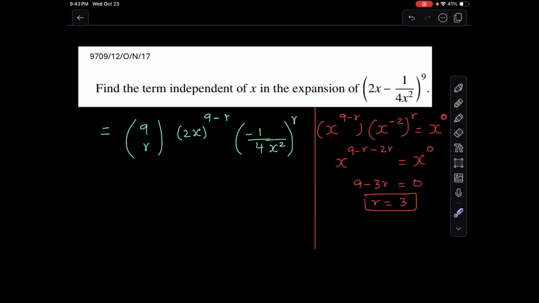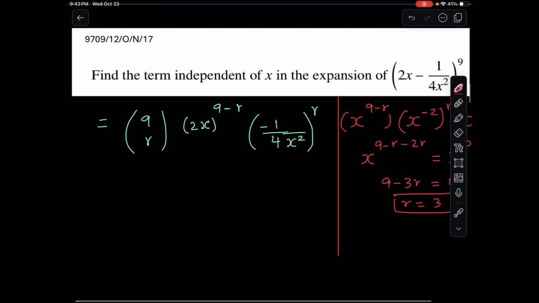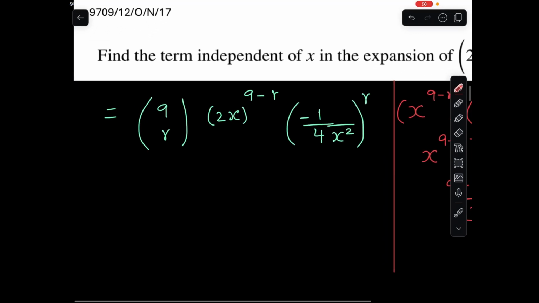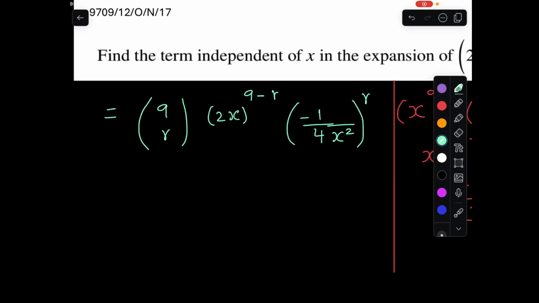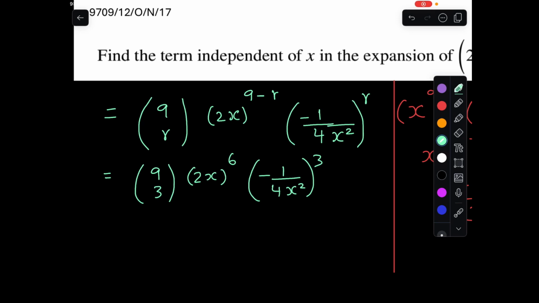Remember, it's not necessary for you to write down these. You can just write an equation with the exponents, but it's just easier if you include the x's as well. So once you have got r equal to 3, come back and replace the value of r as 3 here. So 9c3 (2x)^6 (-1/4 x^2)^3.